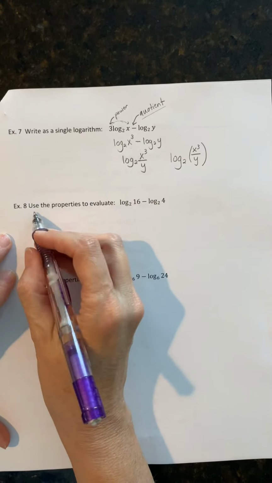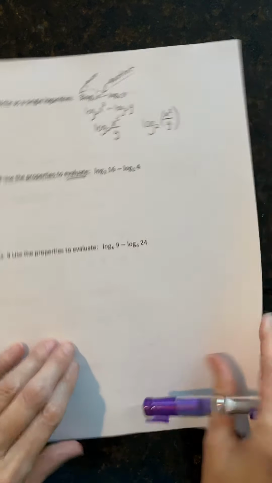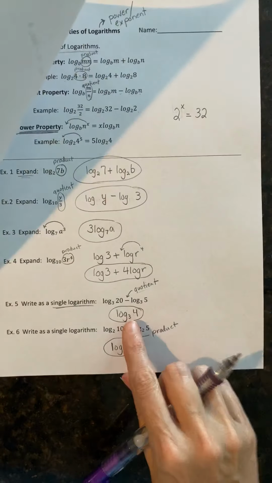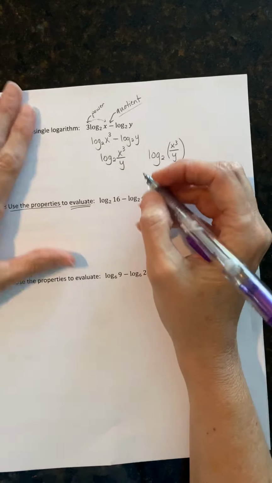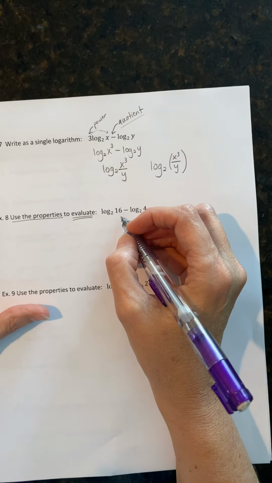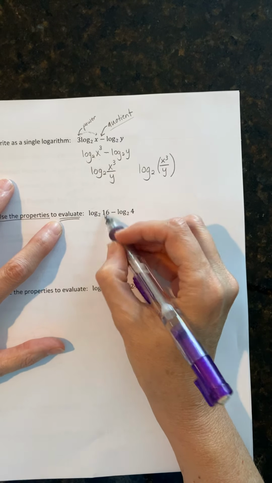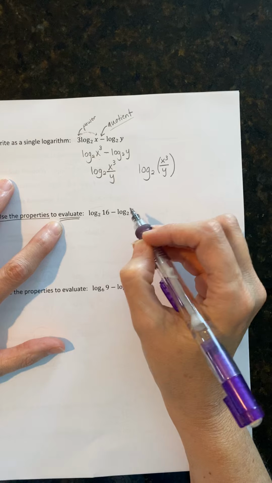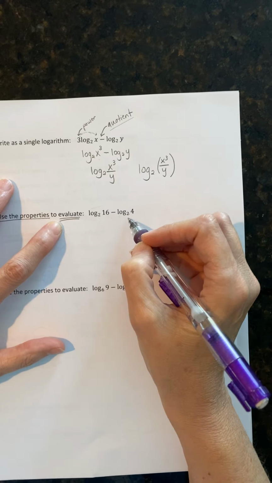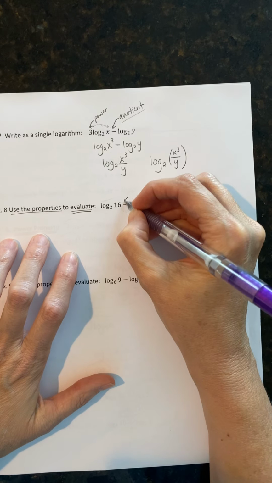Okay, now we're going to use the properties and we're going to evaluate it. So kind of like I was talking about on this problem. So we're going to use the property to bring it together, and then we're going to evaluate. You could just evaluate it like it is. You can punch that one in, and you get 4, and you can punch this one in, and you get 2, and then you can go 4 minus 2. But they want us to use the property first. So we should do what the directions say.